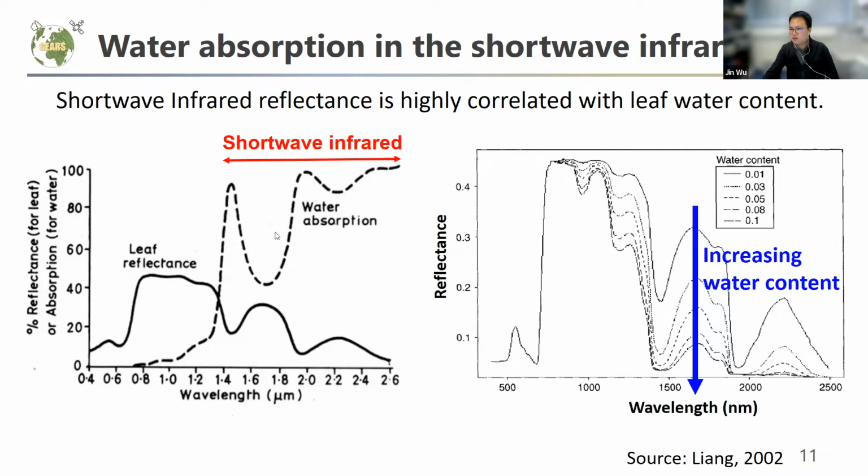Now if we apply this to the real world, as shown on the right panel, you can see the outer line normally means that these leaves are really dry, almost without any water content. In the shortwave infrared range, they normally have really high shortwave infrared reflectance. But with increasing leaf water content, there's a sharp decrease of the shortwave infrared reflectance. So that also suggests that with hyperspectral reflectance information, we can accurately infer leaf water content as well.